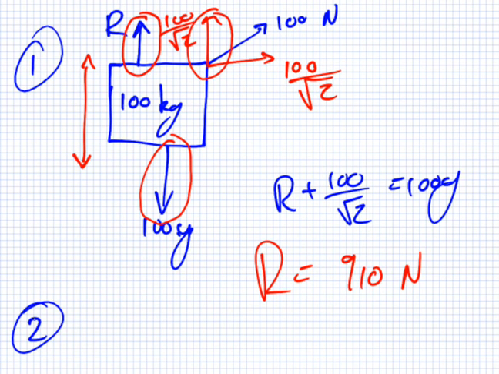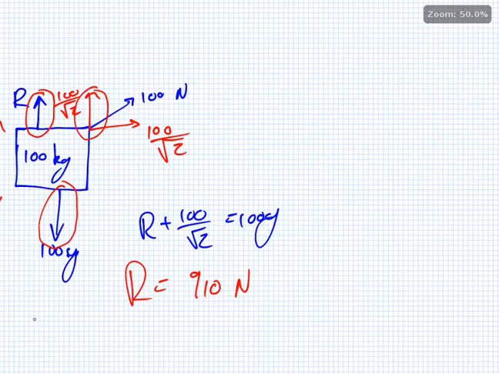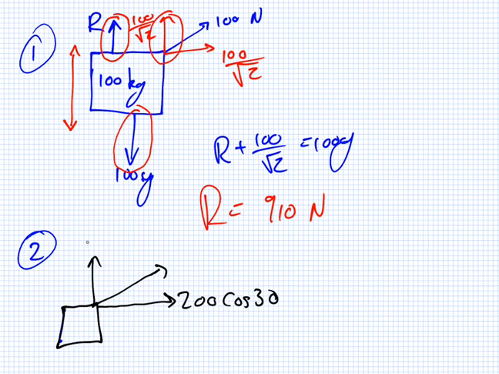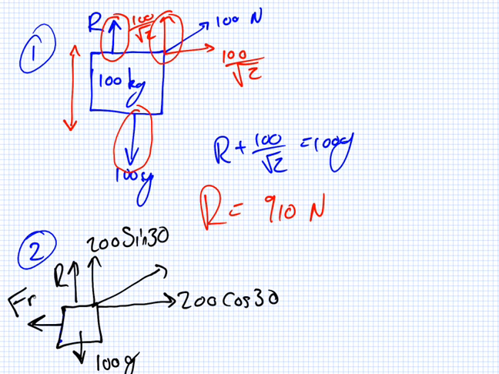A woman pulls a 100 kilogram block over a rough surface. The rope makes an angle of 30 degrees with the ground, and the tension in the rope is 200 newtons. What is the value of the friction force? So there's a reaction, and then there's also the weight, 100 G, and there's a friction force. I'll just write F for friction.